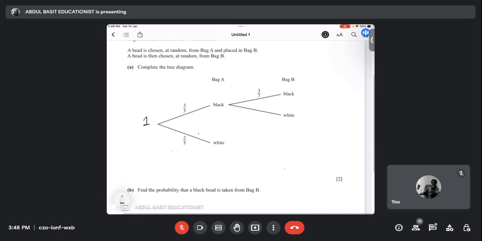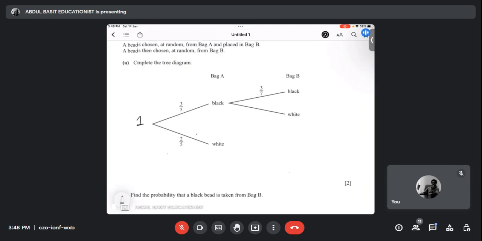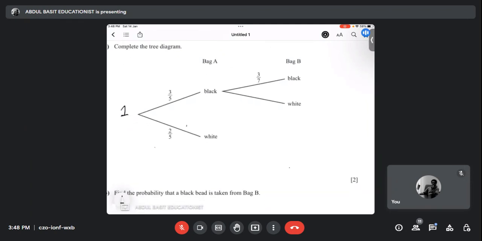According to the question, a bead is chosen at random from bag A and placed in the bag B. It means I have to pick one bead from bag A and place it in bag B. Okay? That's good. For example, if I picked a black bead from bag A and placed it in bag B, so now there are 3 out of 7 black beads in bag B. So it means that if 3 are black, 4 out of 7 are white beads.